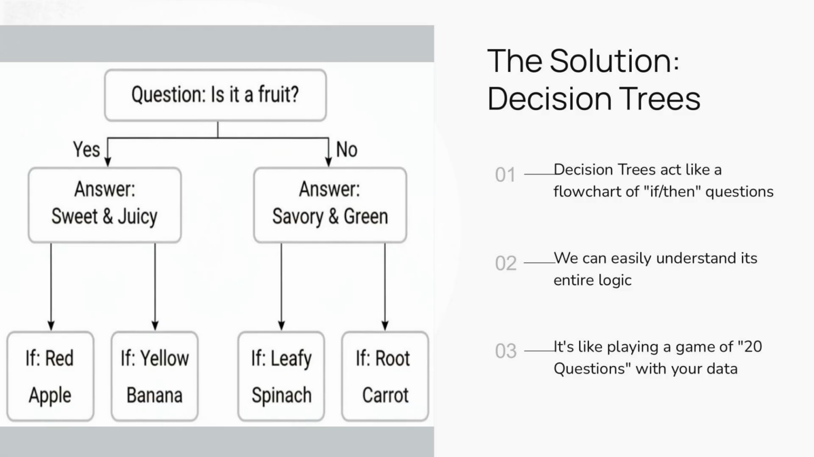A decision tree works exactly how it sounds, like a flowchart. It's a series of if-then questions that chop up the data until it can make a decision. This is what we call a white box model. We can look inside and understand exactly why it made the prediction it did. It's like a game of 20 questions. The model learns the best questions to ask to isolate the classes.